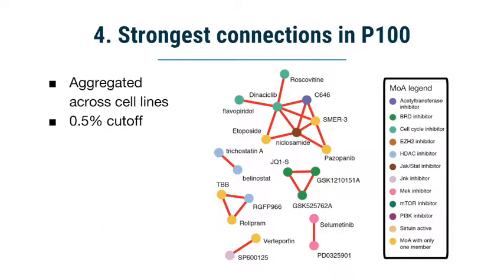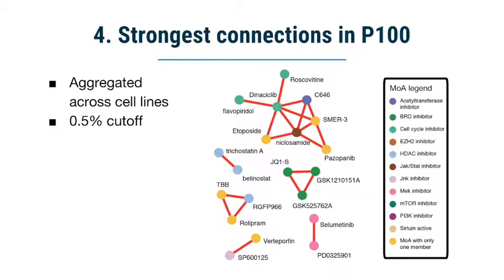So example 4 is these network views that I talked about. I showed some heat maps, but the network views are useful for seeing these neighborhoods. So what I've done here is I chose a very strict threshold. I said show only the top 0.5% of connections in the whole assay, again aggregated across cell lines, and then just display what we've got.